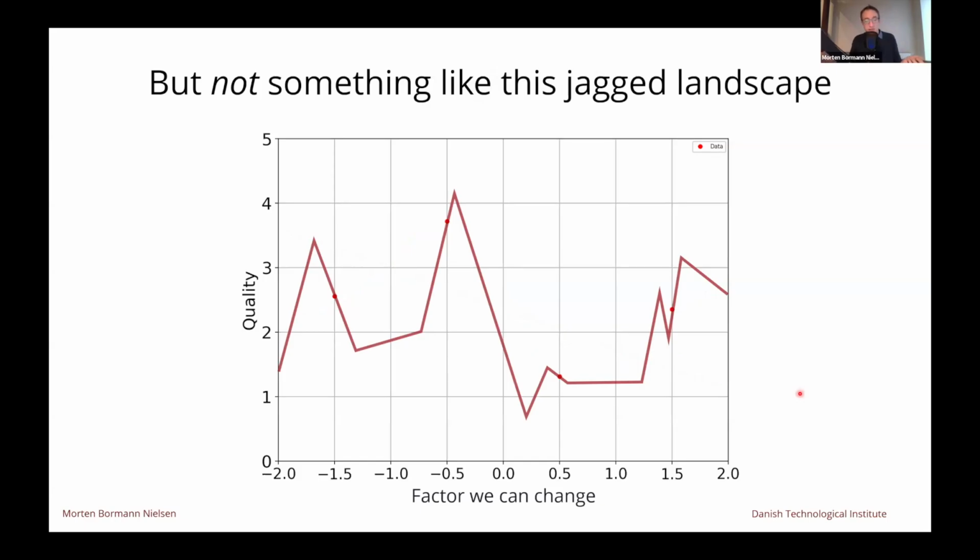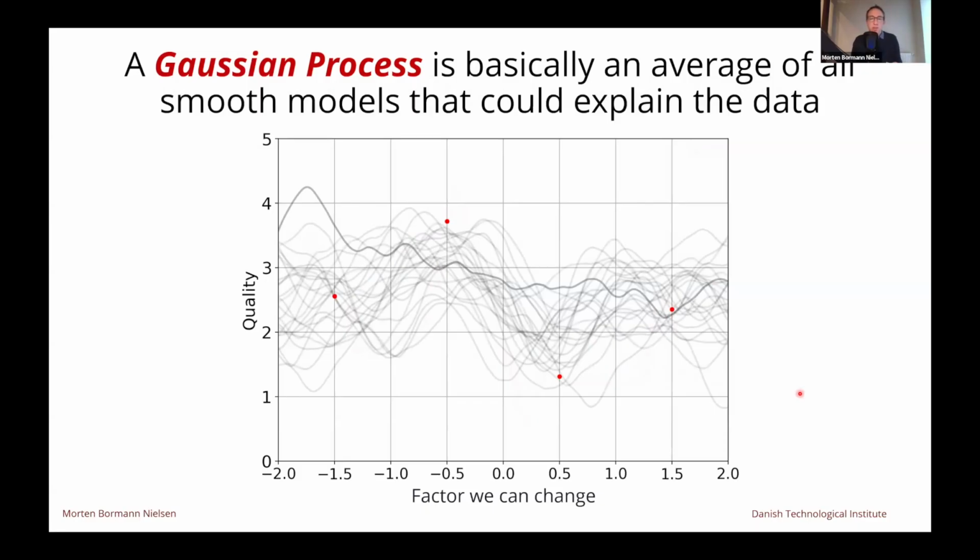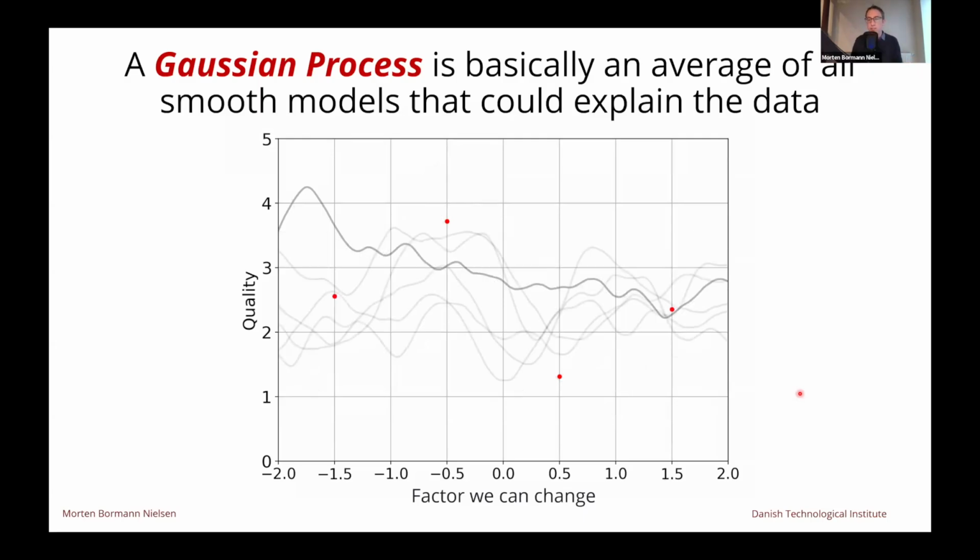And essentially, it's important that you are probably not picturing something that looks like this, a jagged landscape. I don't know any physical process where, as a function of pH, your quality or anything looks like this graph. In physical systems, things tend to change gradually and slowly. And a Gaussian process has that built in from the beginning, because you can think of it basically as an average of all the smooth lines that you could draw through the data.